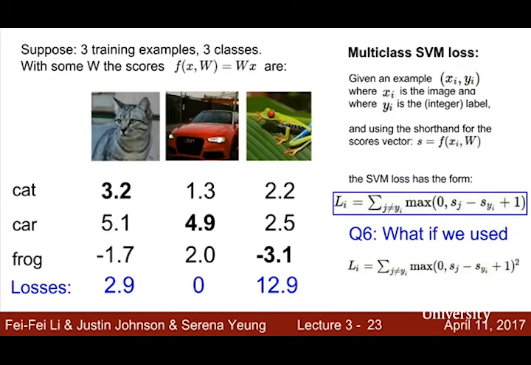So now here's another example. What if we change this loss formulation and we actually added a square term on top of this max? Would this end up being the same problem, or would this be a different classification algorithm?